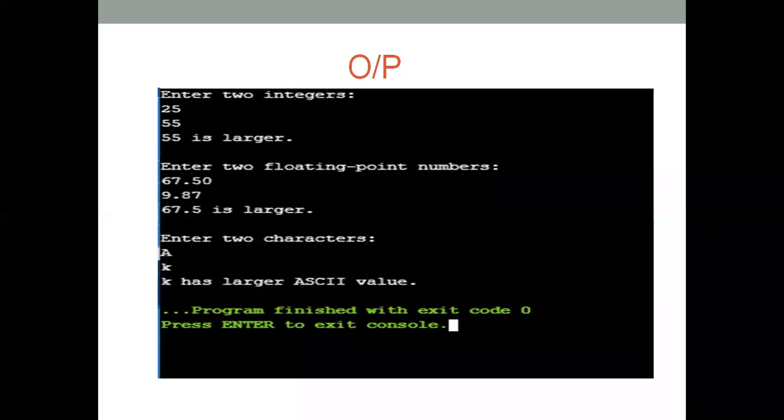Okay, so this is the output. The first thing, enter two integers, we have entered 25, 55. So 55 is larger, this value will be printed. Next, whenever the second function is called, that is enter two floating point numbers, we have entered two float values, and the larger value will be returned. Next one, we have entered one capital case character and one lowercase character, and the lowercase character having the higher ASCII value will be returned.